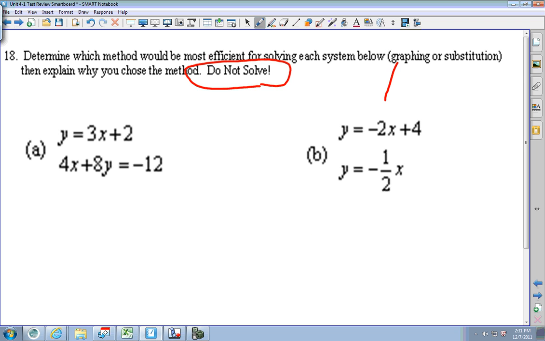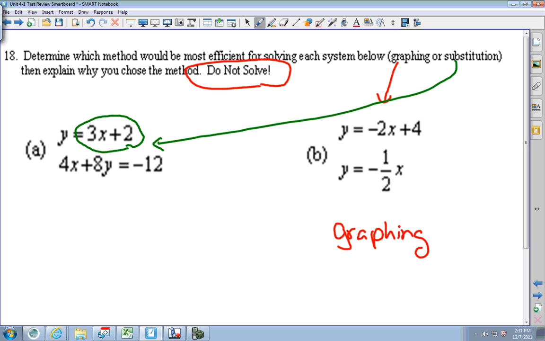You are always going to use graphing when they are in y equals form, because the only way you can put them in the calculator is if they are in y equals form, if they're in slope-intercept form. Now this other one, because one of the equations is in y equals or x equals, that is substitution, because we would be putting this in here for y.